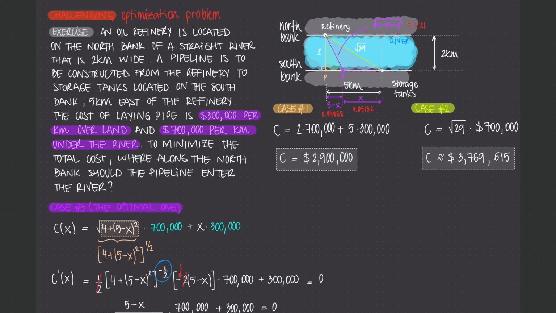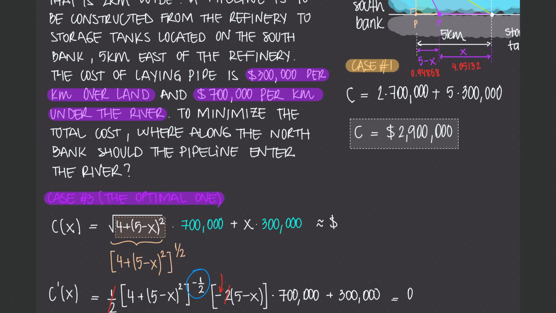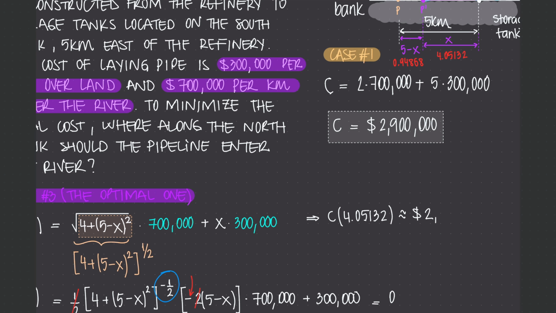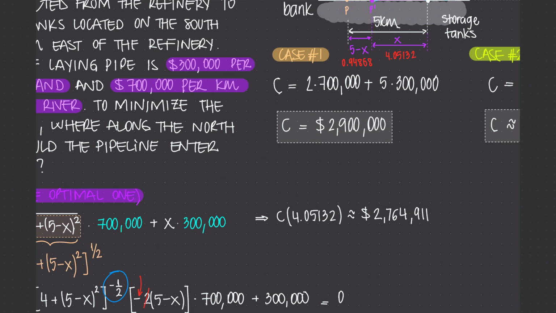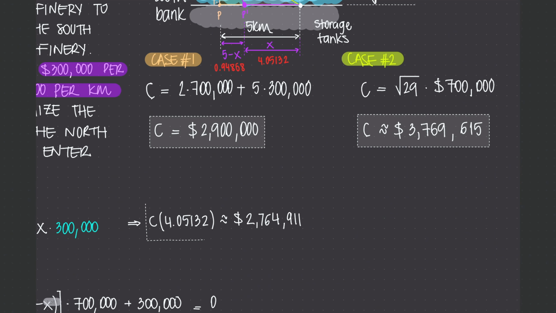Now let's find the cost, and we can prove that it's a min after that. So the cost using the function cost, which is right here, will be approximately $2,764,911, which of course we can already see is lower than the other two special cases, case number 1 and case number 2. But let's actually prove that we got a min.